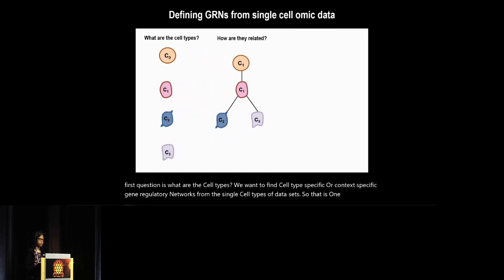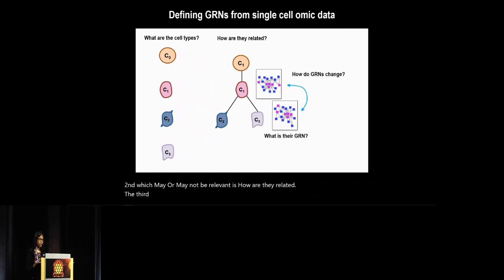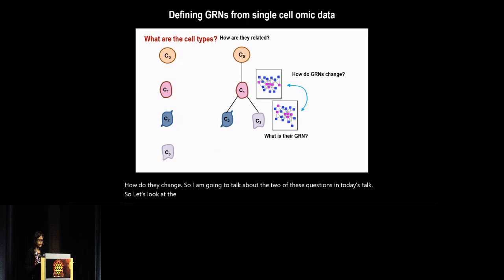The second, which may or may not be relevant, is how are they related? The third and fourth are what are the gene regulatory networks for each of these different cell types, and how do they change? So I'm going to talk about two of these questions in today's talk. So let's look at the first question of what are the cell types.